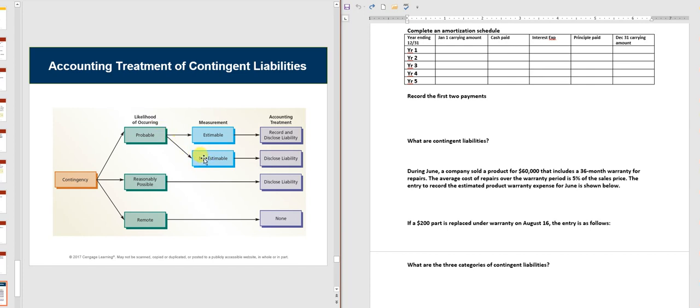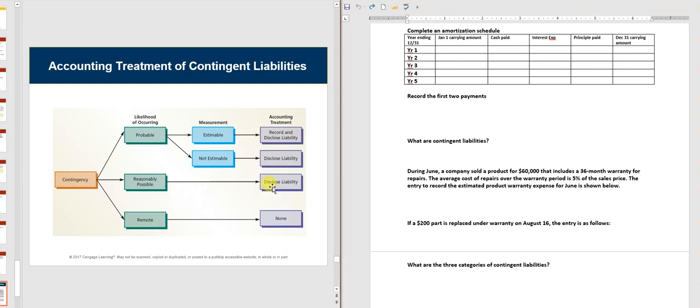So what happens is I simply record it in the notes. So again, if it's probable and I can get a number, record and disclose it. Probable but can't get a number, disclose it. If it's reasonably possible, then I disclose it. If it's remote, I don't do anything.